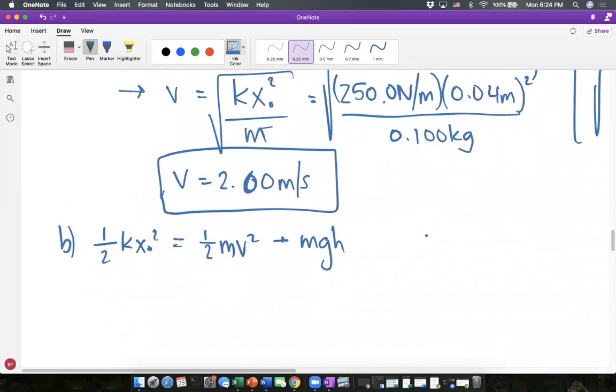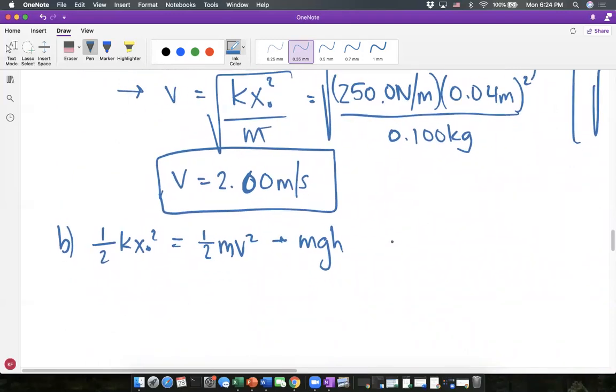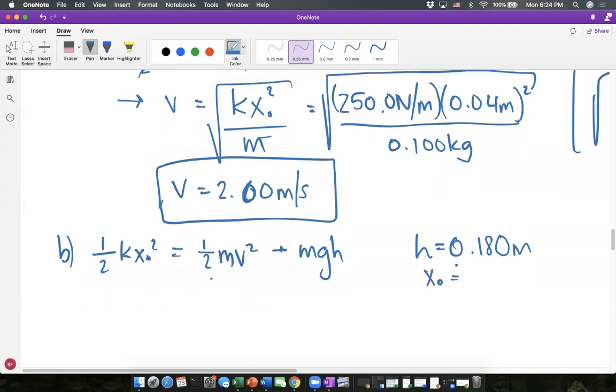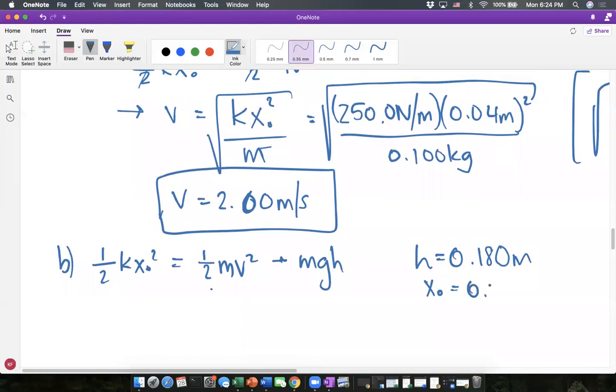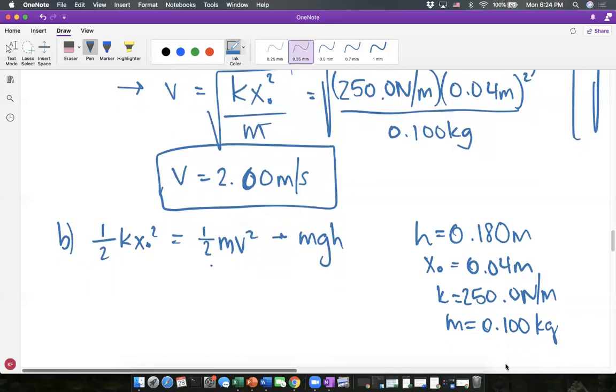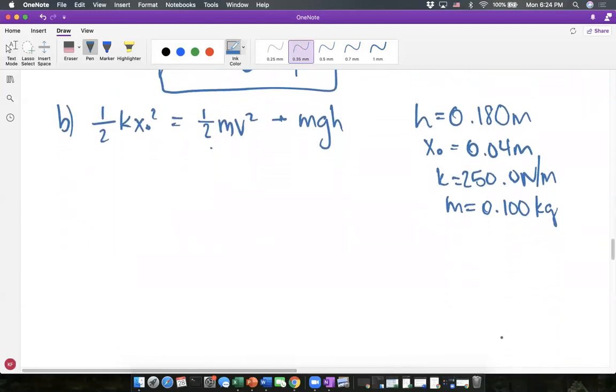Let me go ahead and define a couple of these. My x is above, my v is unknown, but my h is going to be that 18 centimeters. I'm going to write down my x, that was 0.04 meters, and my k, 250. It's always good to keep track of all of these numbers. I'm getting tired of scrolling up and down, but writing them out a couple of times doesn't hurt.